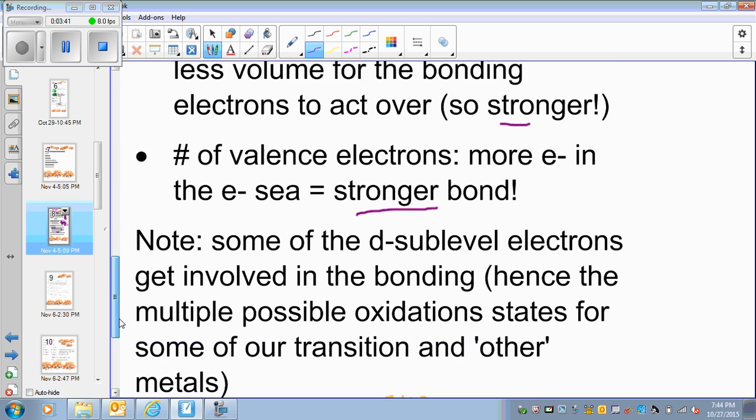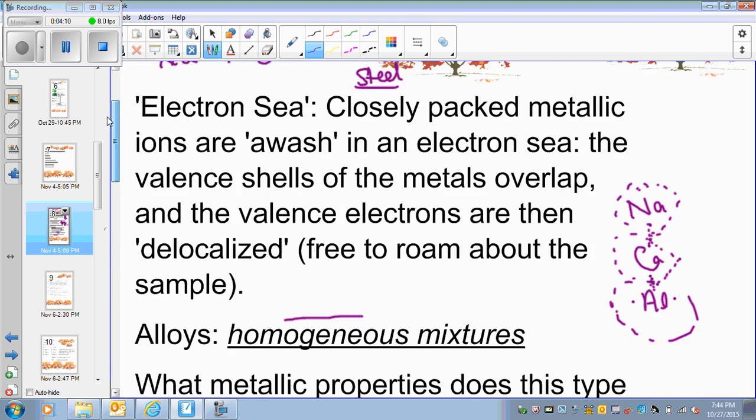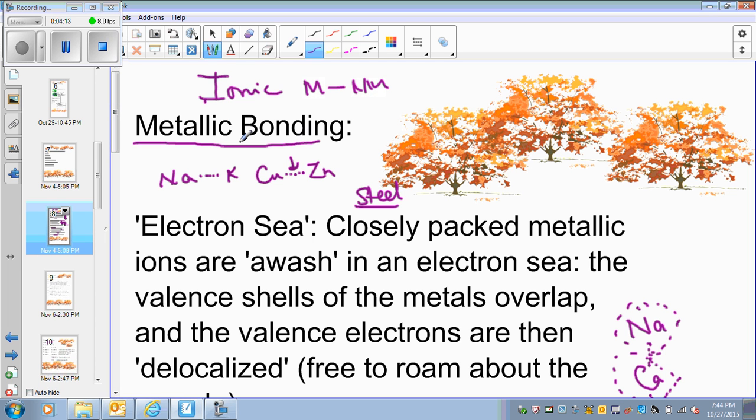When it comes to transition metals, there are some d orbitals or d sublevels involved in that metallic bonding. And that gives us a couple different things. It strengthens the bond because there are more electrons involved, but it also gives us multiple oxidation states for transition metals that have d electrons involved in it. But anyway, for metallic bonding, you need to understand it is a bond between metal and metal.